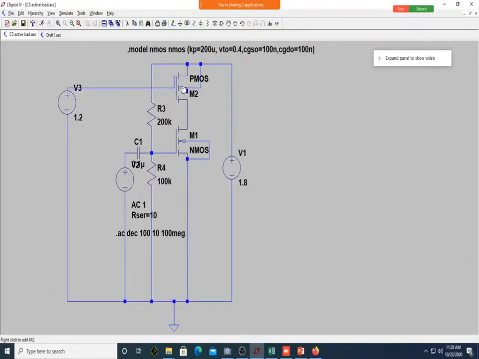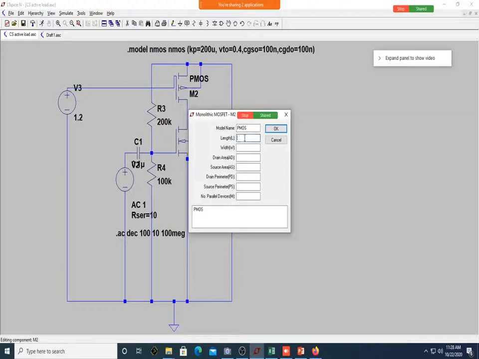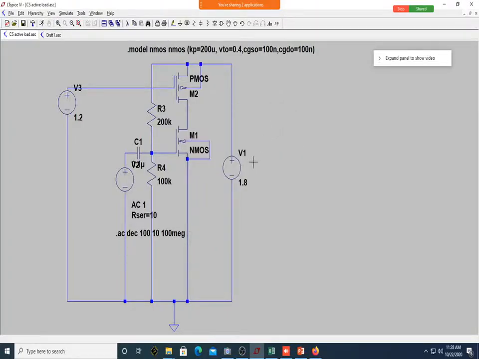Are you done? I need to adjust the dimension. So is it 10U? How about this? 4, 9, 55.4U. Correct? Yes, sir. Now this should end up with what all DC voltages?